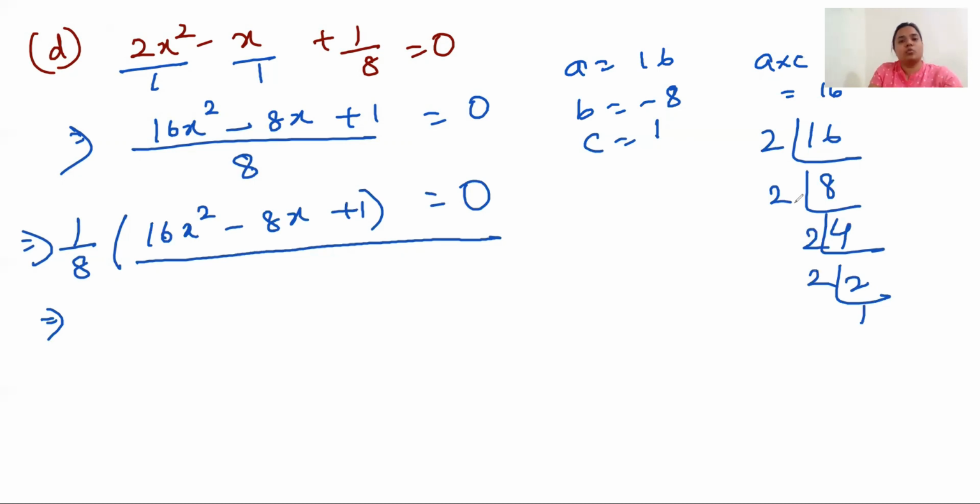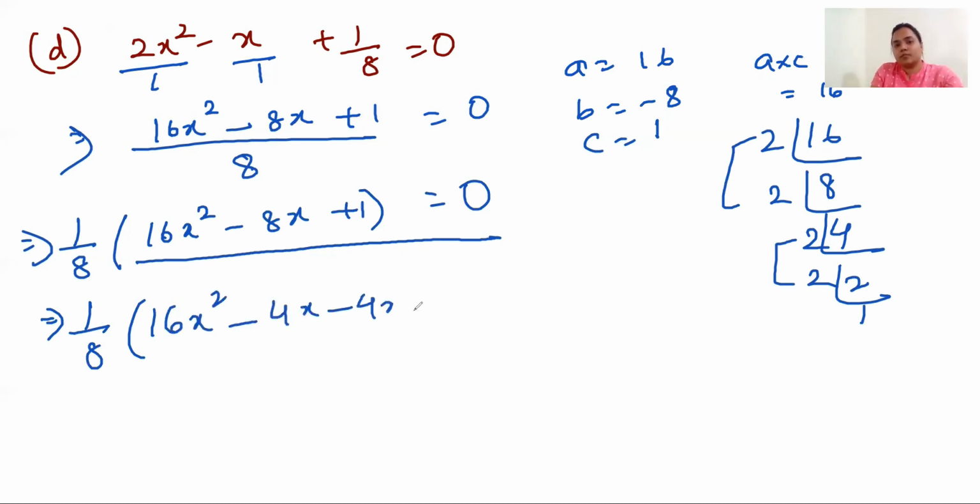Factorize. We got 2 only as the factors. Let's arrange it. We'll get 2 to the 4, 2 to the 4. 4 plus 4, 8. Since it is minus 8, so I'll write minus 4x minus 4x.